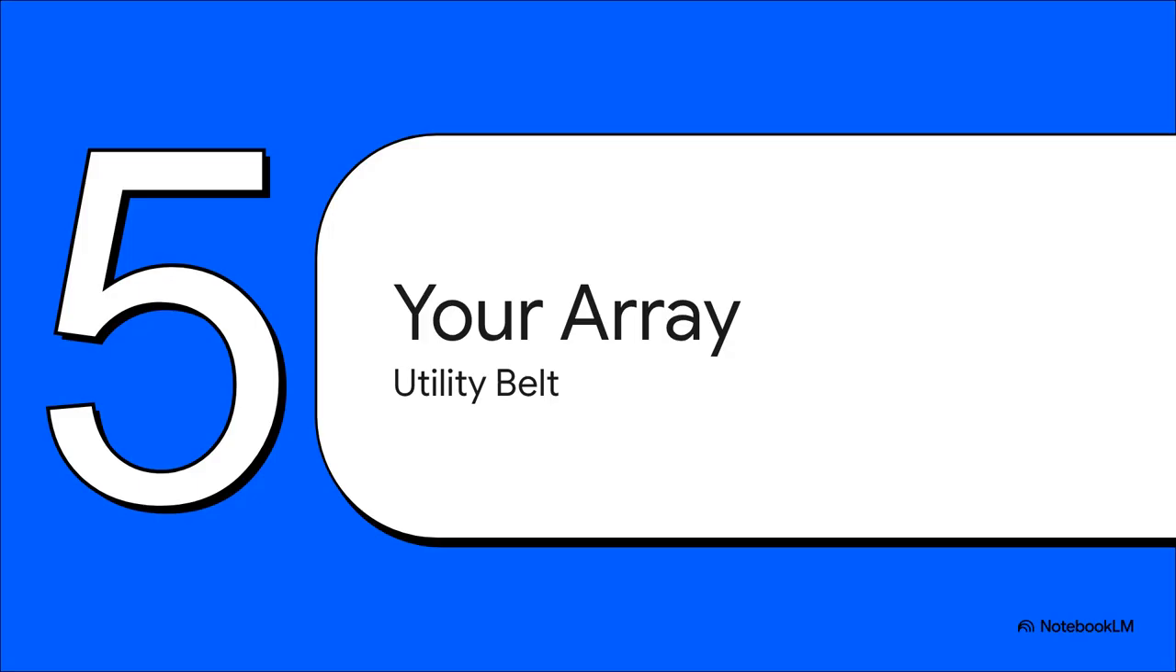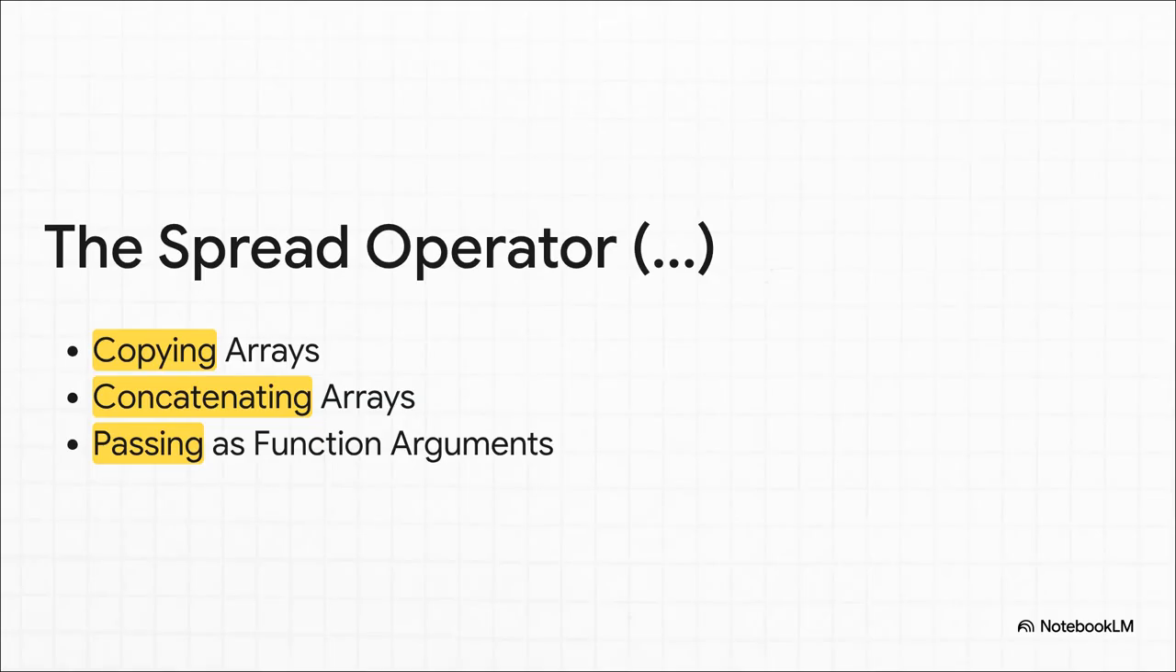So to round things out, let's just equip you with a few more essential gadgets for your array utility belt. These are the quick, everyday helpers that you're going to find yourself reaching for all the time. That spread operator, those 3 little dots, it is your absolute best friend. It's a multi-tool. As we just saw, it's perfect for making a quick, safe copy of an array. But you can also use it to effortlessly combine 2 or more arrays into one giant array, or even to spread out the elements of an array as individual arguments to a function.